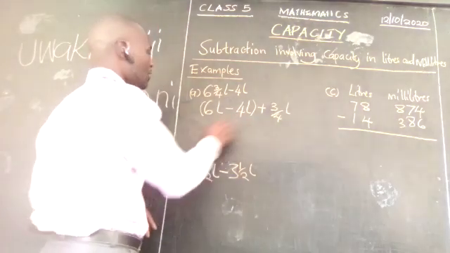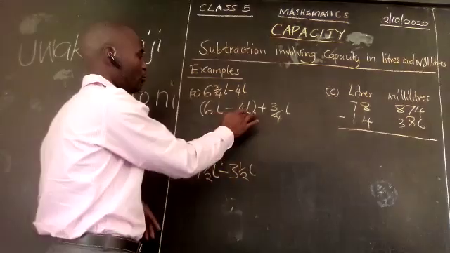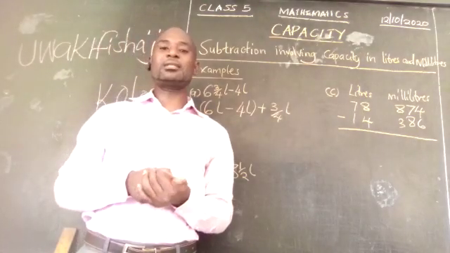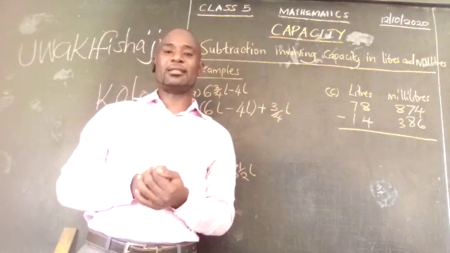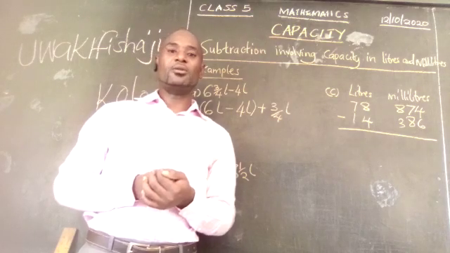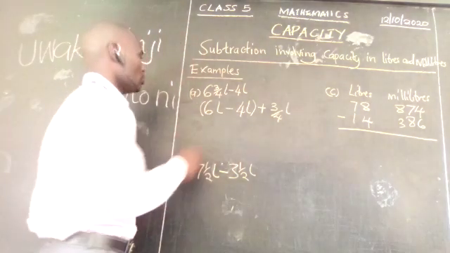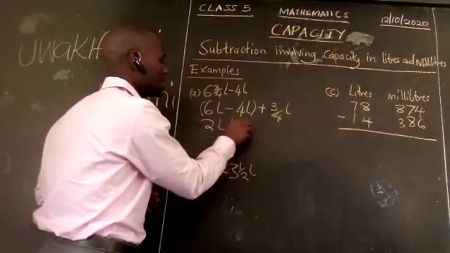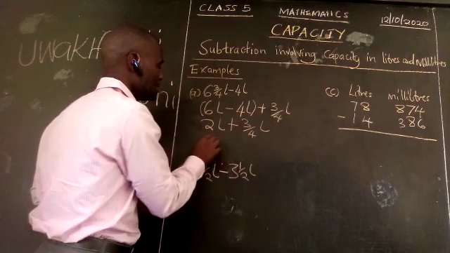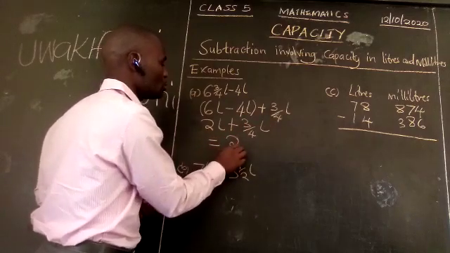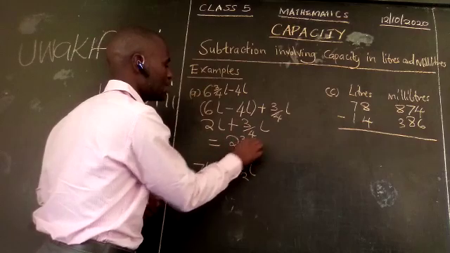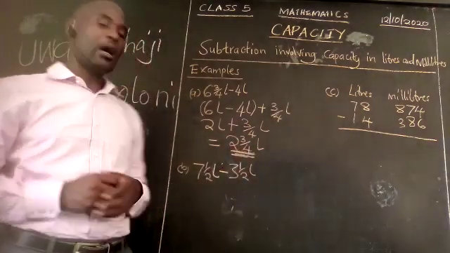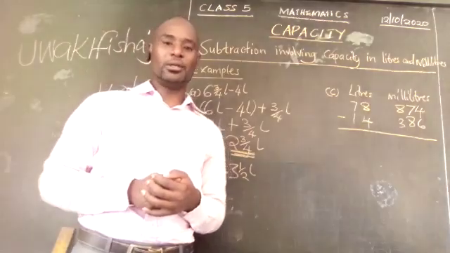So we shall now say 6 liters subtract 4 liters is equal to, what is 6 liters subtract 4 liters? Good. We shall get 2. So we shall have 2 liters add 3/4 liters. This one now will give us 2 3/4 liters. That is how we work out our first question.